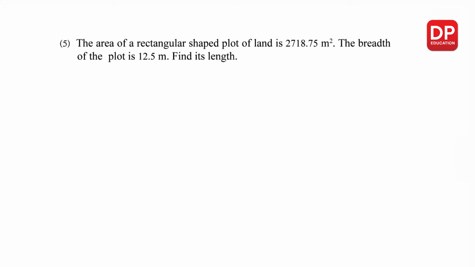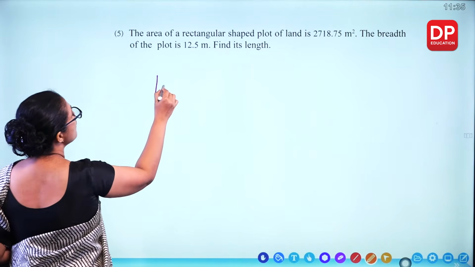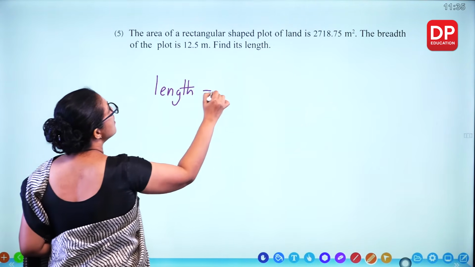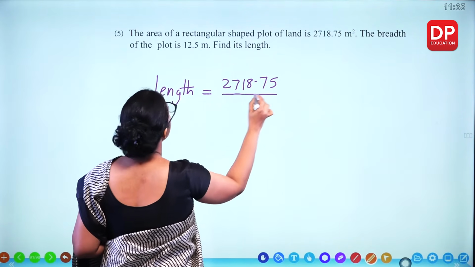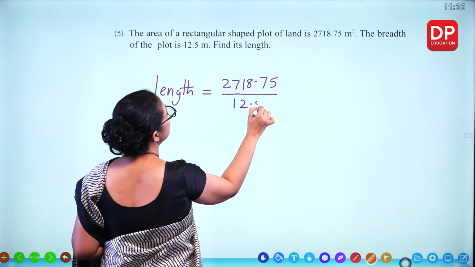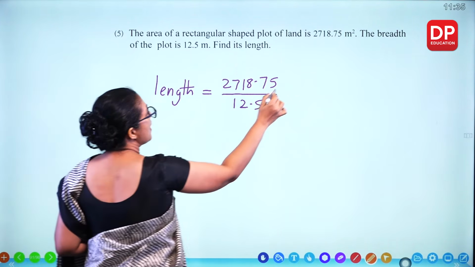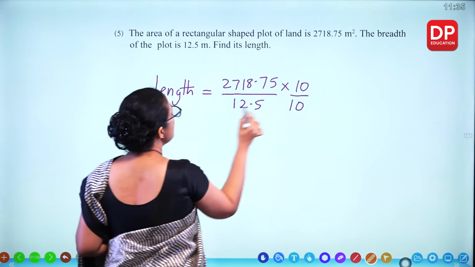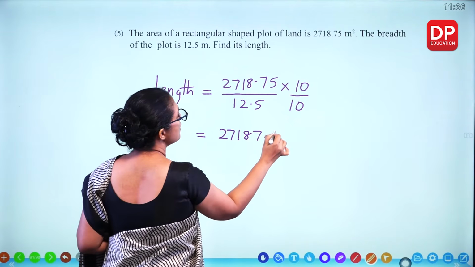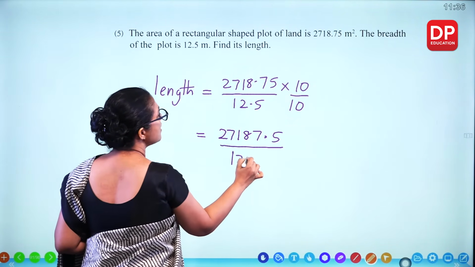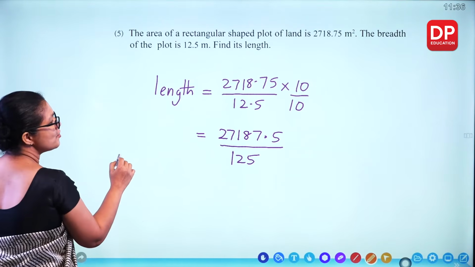Question number 5. The area of a rectangular shaped plot of land is 2718.75 square meters. The breadth of the plot is 12.5 meters. Find its length. So how do you find out the length? The area divided by the breadth, 12.5. Multiply by 10, both the numerator and the denominator. You get 27187.5 divided by 125. Now we'll use long division and see.